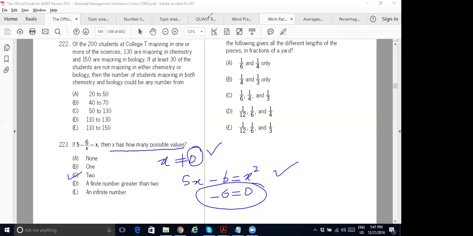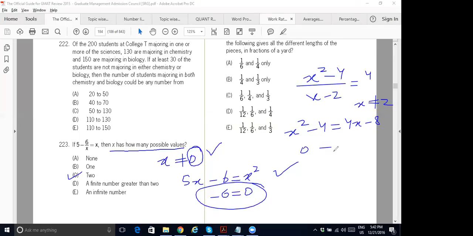For example, in this question, x squared minus 4 over x minus 2 equals 4. We know that x should not be equal to 2. So we multiply, and we get x squared minus 4 is equal to 4x minus 8. Now if we put x equals 2, we get 0 equals 0. So x equal to 2 is a solution of the equation. x equal to 2 is actually satisfying the equation. Therefore, it is a solution. So we have to solve it completely.